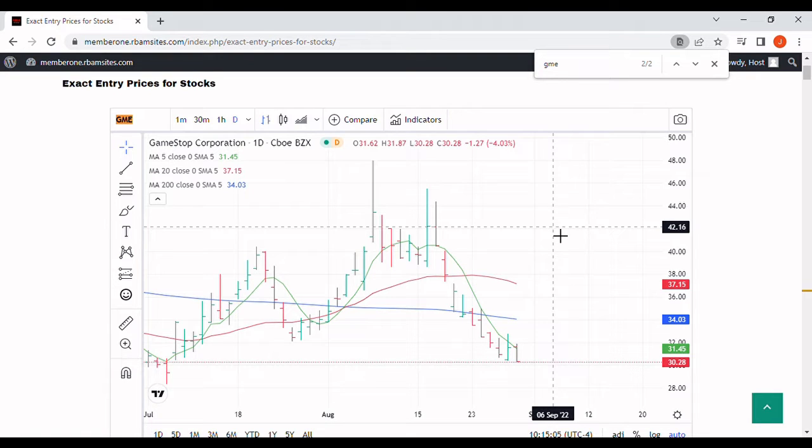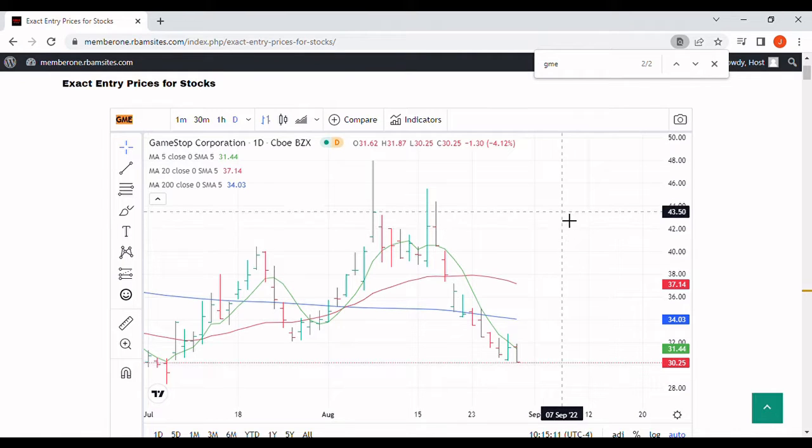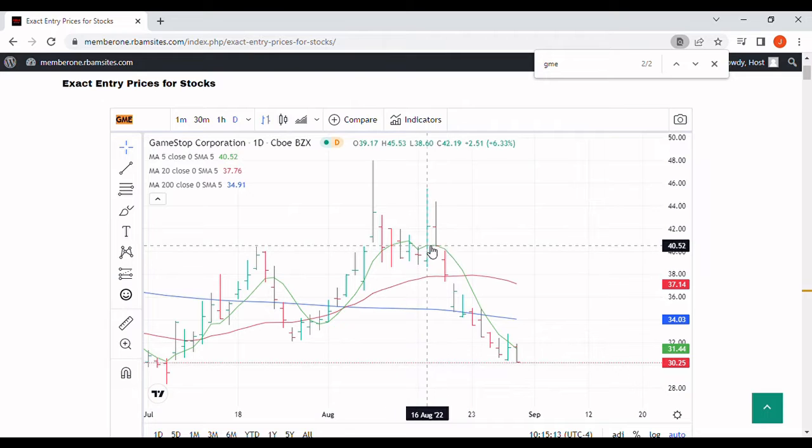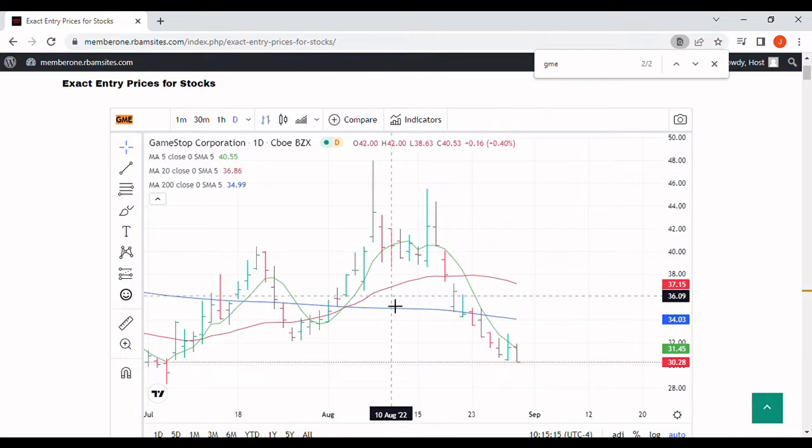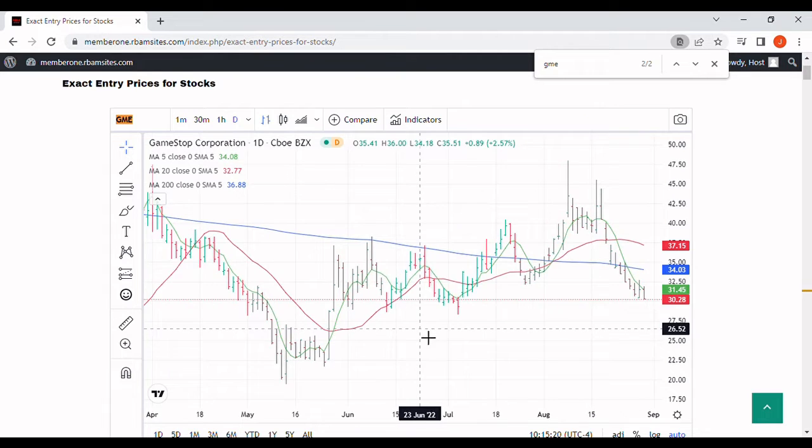We're going to do a brief video on GME stock. That's GameStop Corporation. We've got a daily chart here with a green 5-day, a red 20-day, and a blue 200-day moving average. Let's just go back a little bit and take a look and see what's going on in the stock.